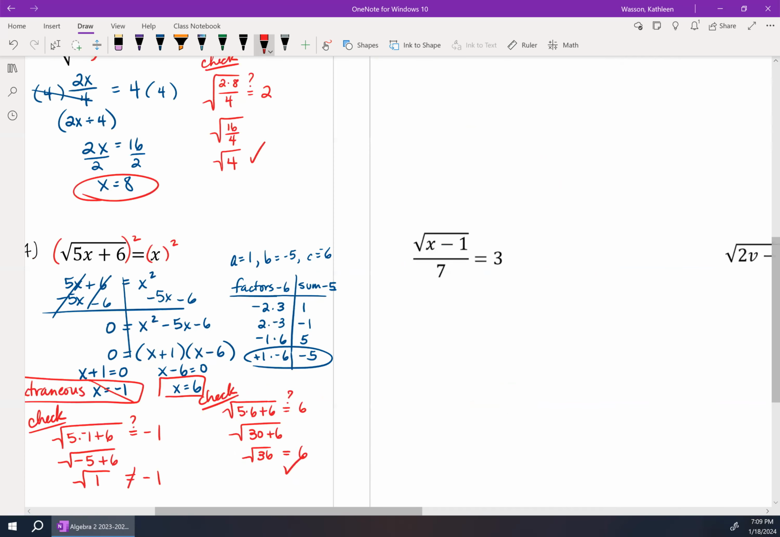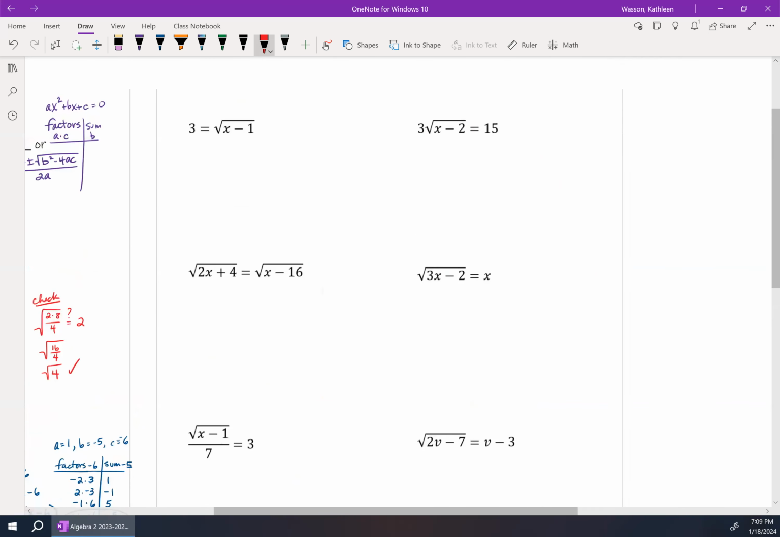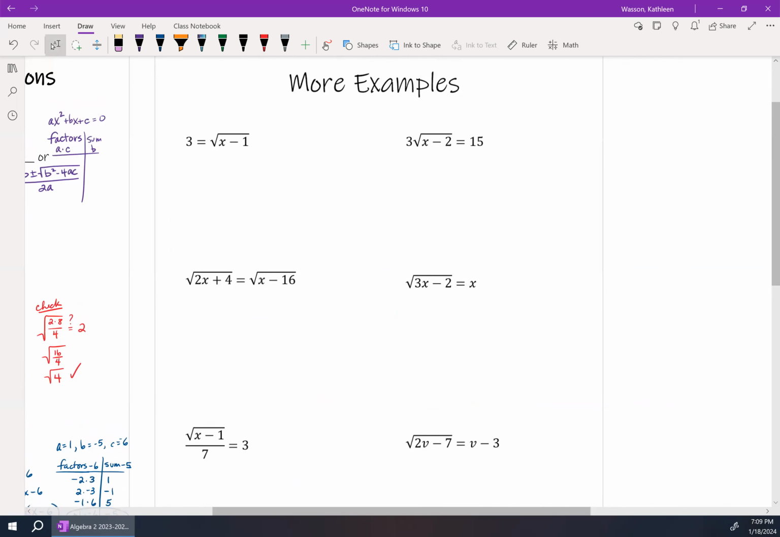There are 6 problems in your class notes. It says more examples. These are worked out in the class notes. We work them in groups at the whiteboard, and then you have a practice assignment.